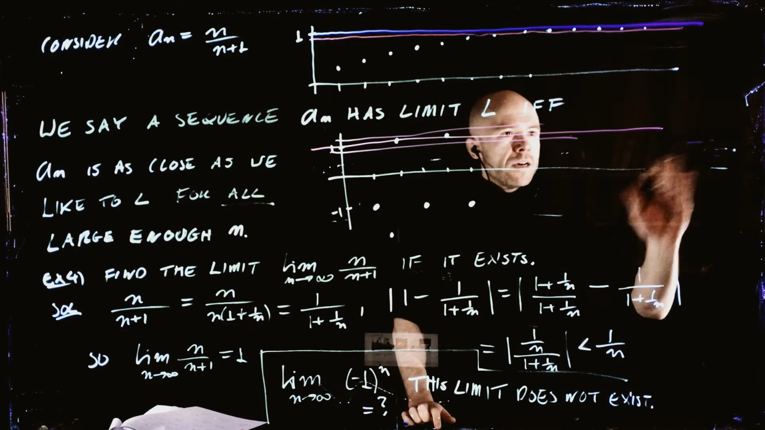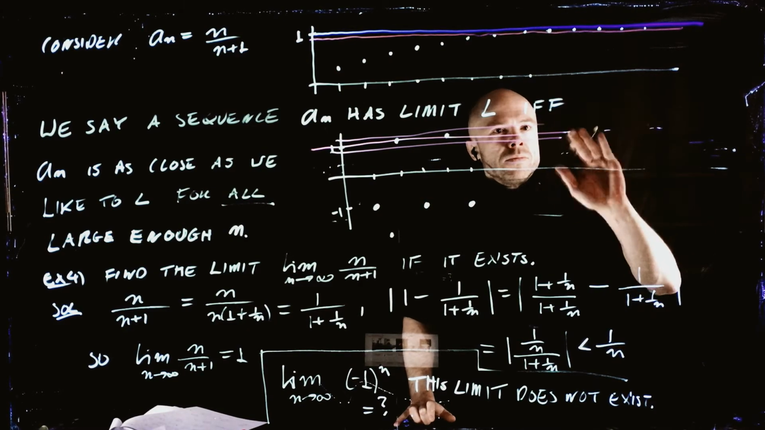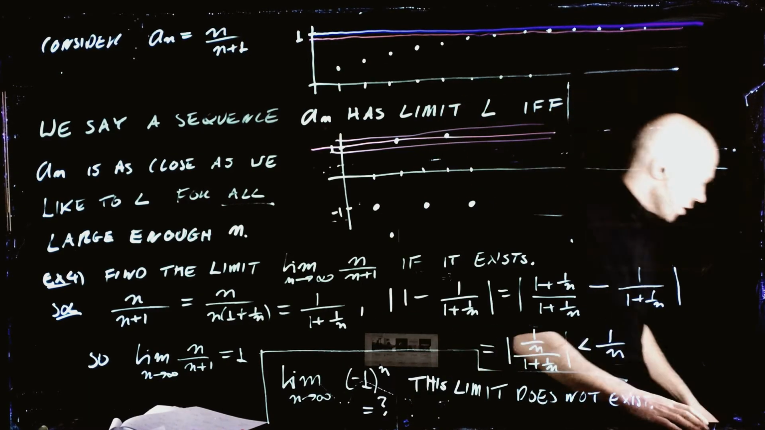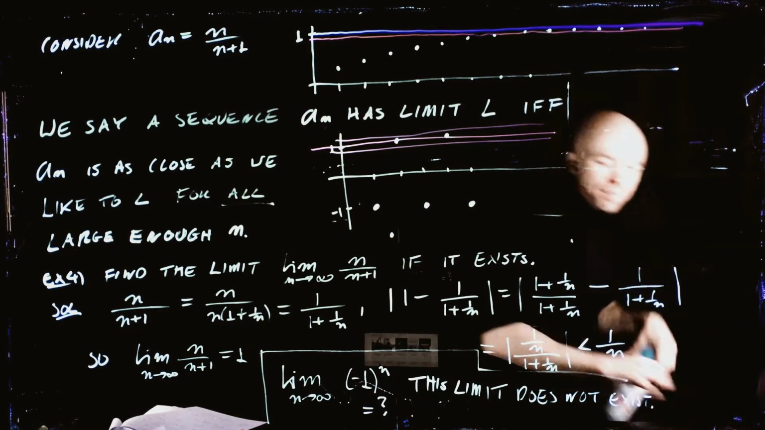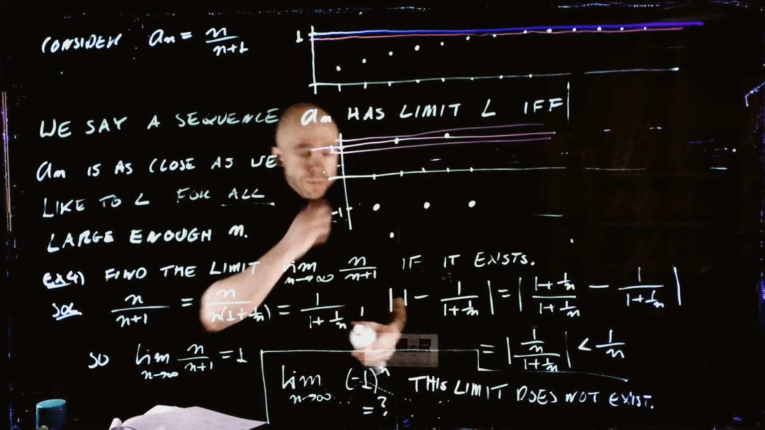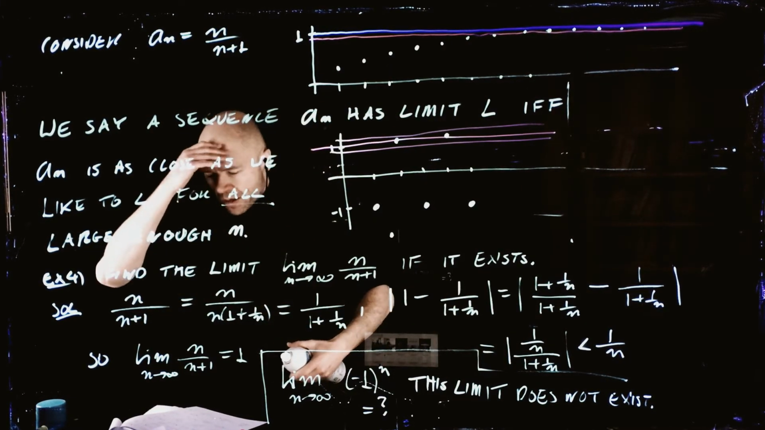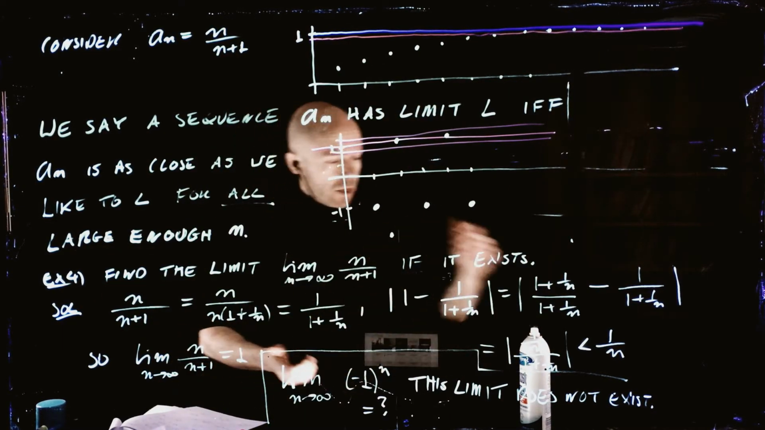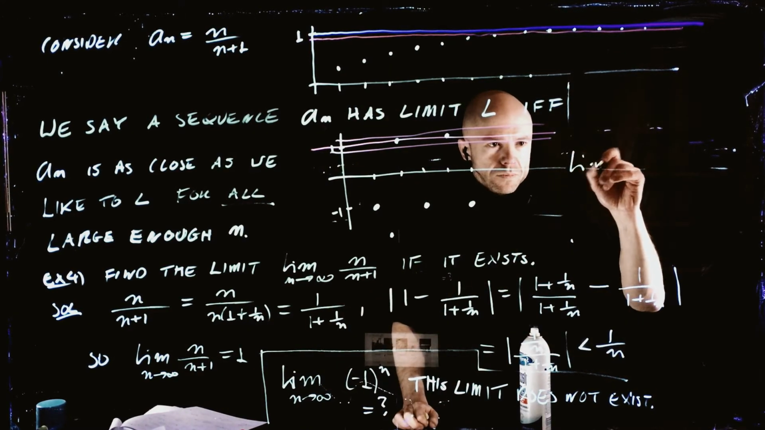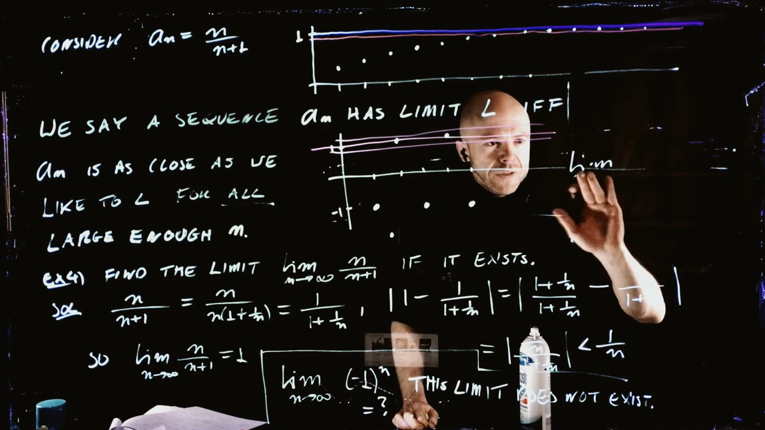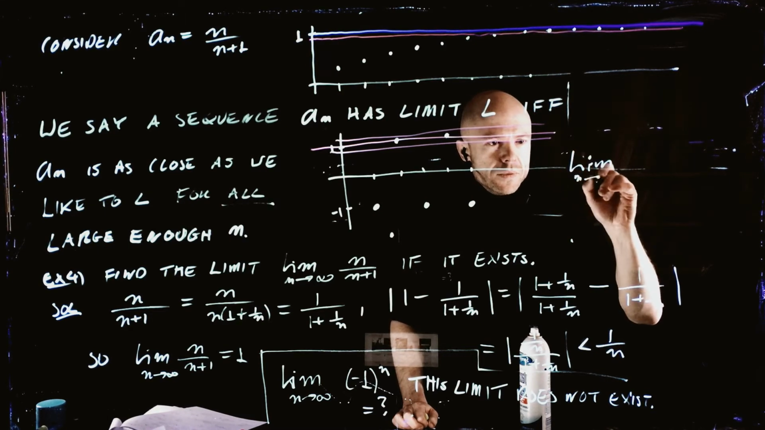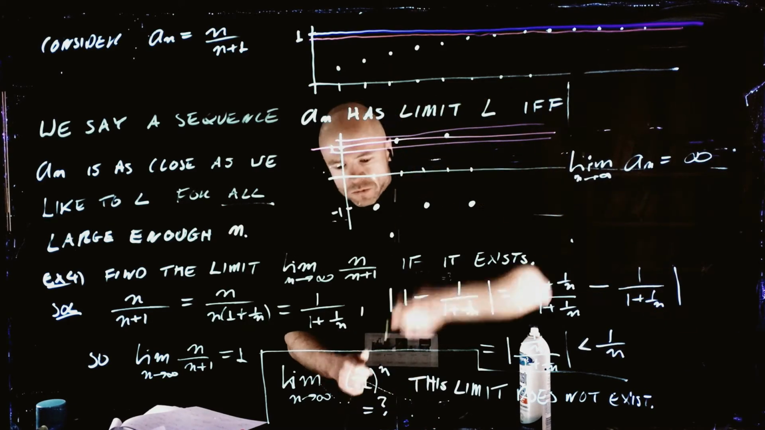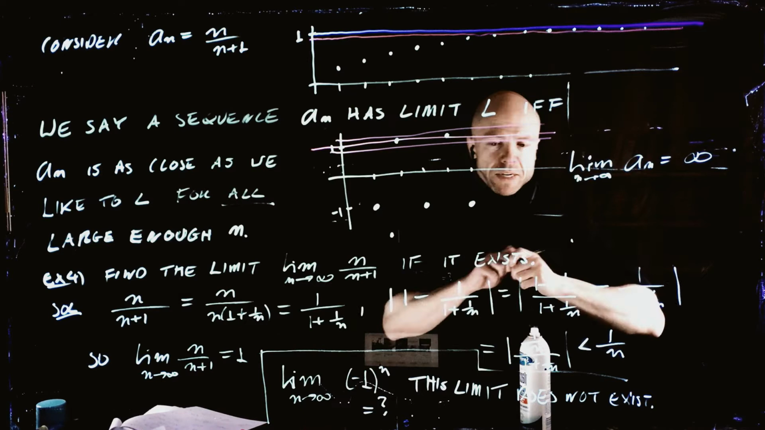Let's try and squeeze in another example. No, not yet. Okay, I'm going to erase the board and we're going to do a few more definitions. While I erase the board, I'm going to ask you to think about the following thing. We're going to try and have some clear, precise meaning of the statement that the limit as n goes to infinity of a_n equals infinity.